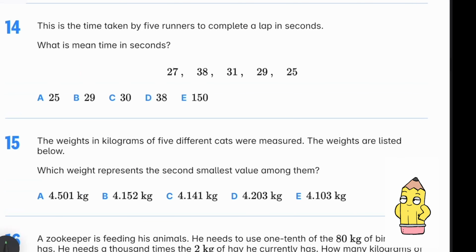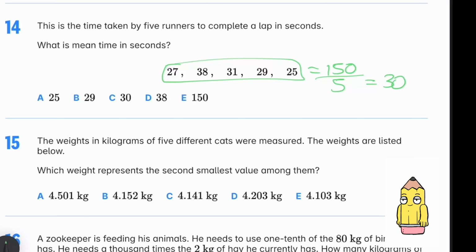Question 14. This is the time taken by 5 runners to complete a lap in seconds. What is the mean in seconds? So remember, the mean is the total of the numbers divided by how many numbers there are. So if we add this all together, that leaves us with 150, which if we divide by 5 gives us 30. Therefore, the mean time of the 5 numbers is 30 seconds. So 5 runners, 30 seconds, and there we are.